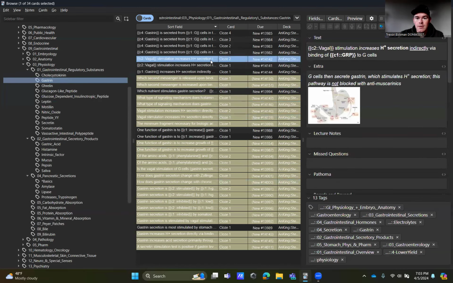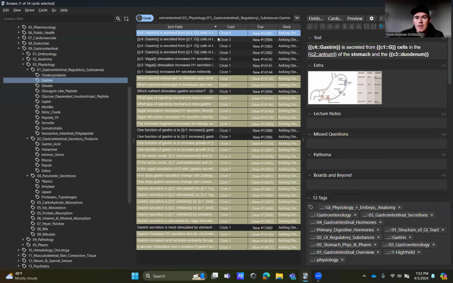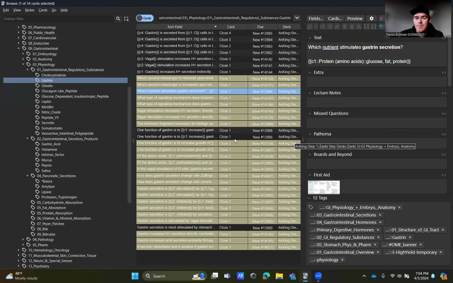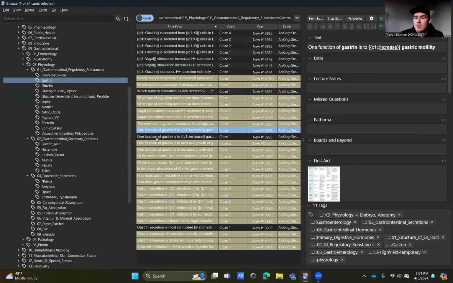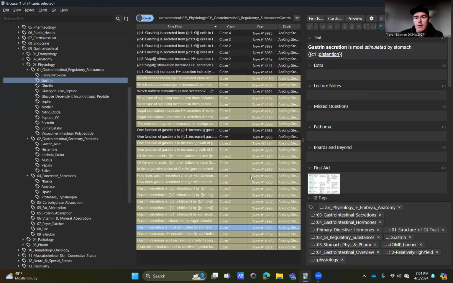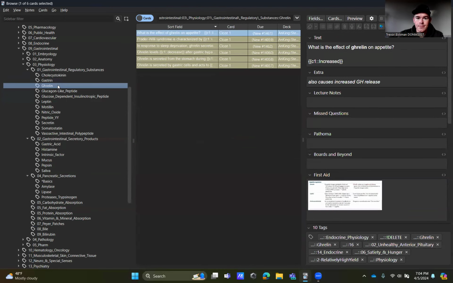In gastrin, you're going to want the first, how many is that? 7, the first 7 cards here, and then you're going to skip 2 and grab the 10th. And then you're going to come down and find these 2 cards. One function of gastrin is to increase gastric motility and to increase gastric hydrogen ion secretion, or acid. And then the last card way down here is gastric secretion is most stimulated by stomach distension.